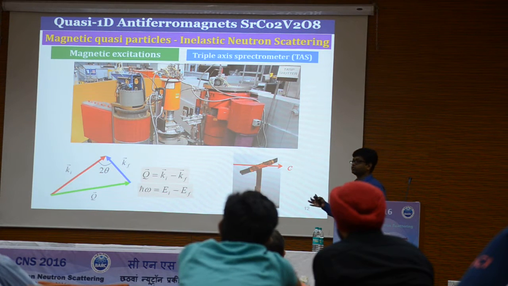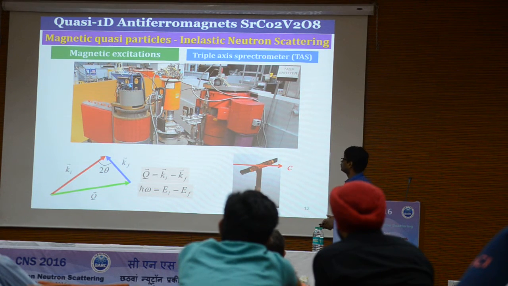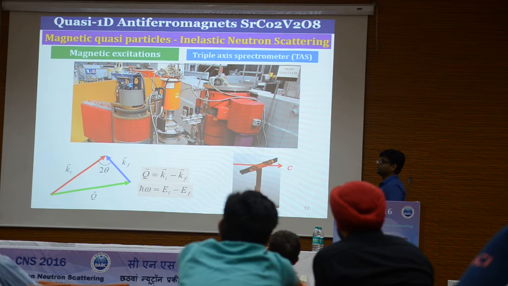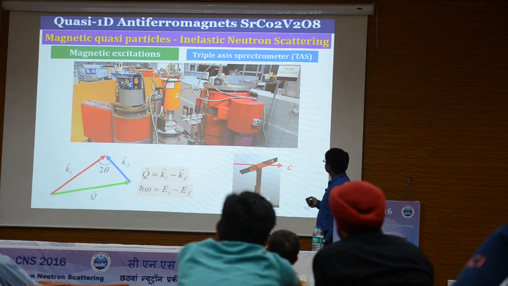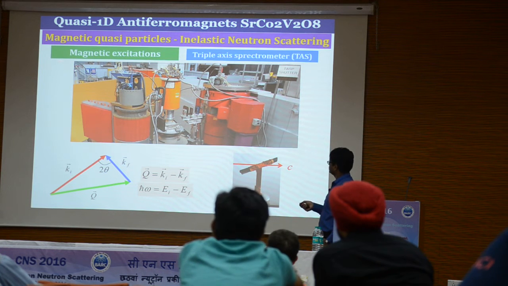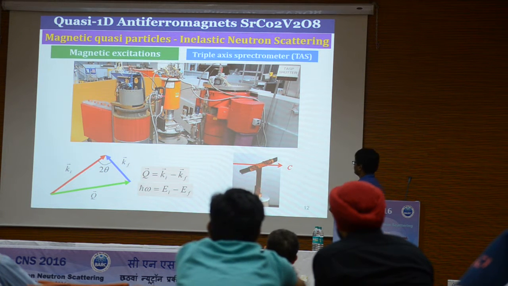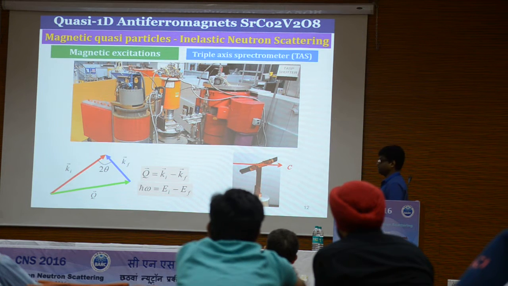Now, the magnetic quasi-particles whose confinement I am going to show you are studied by inelastic neutron scattering. We measure the magnetic inelastic scattering by using a triple axis spectrometer. This is a typical picture of a triple axis spectrometer, and this is a typical sample which is used for the measurements.